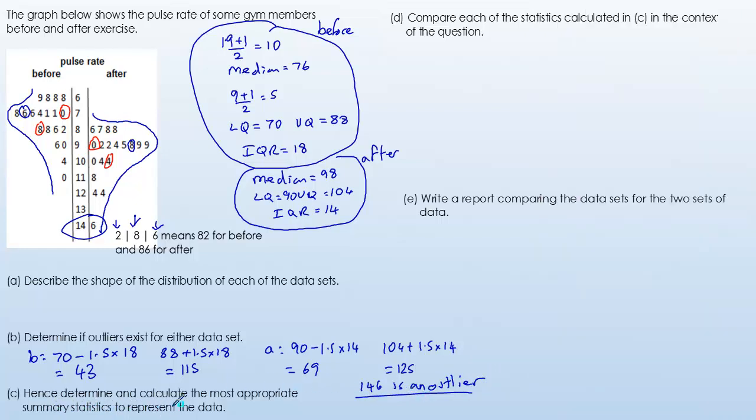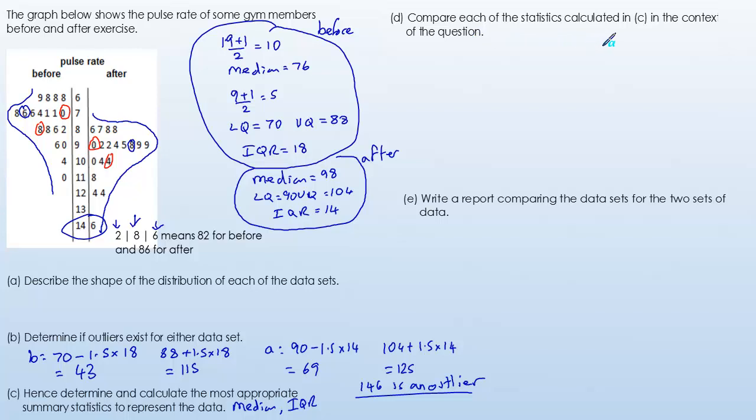Hence determine and calculate the most appropriate summary statistics to represent the data. So because we know the data is skew, and this one's not only skew but it's got an outlier, the median and the interquartile range are going to be the best statistics in all likelihood. The mean and standard deviation using all the data values can be affected by the skewness and certainly by outliers.